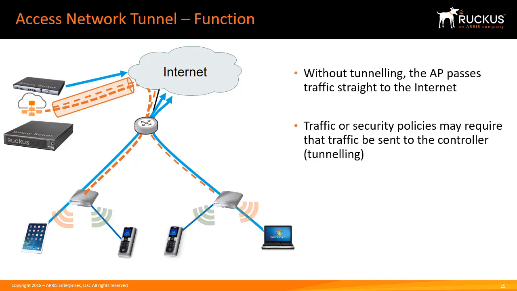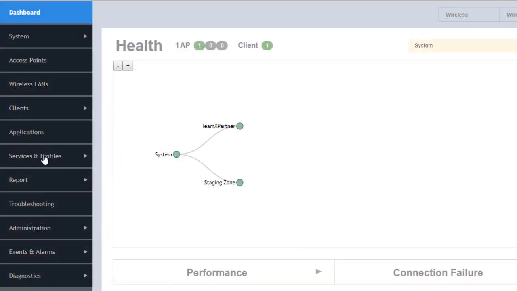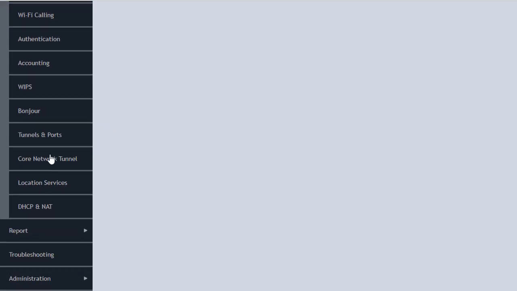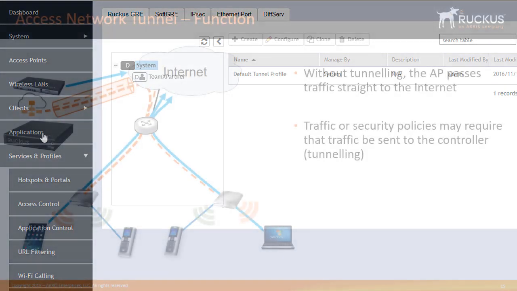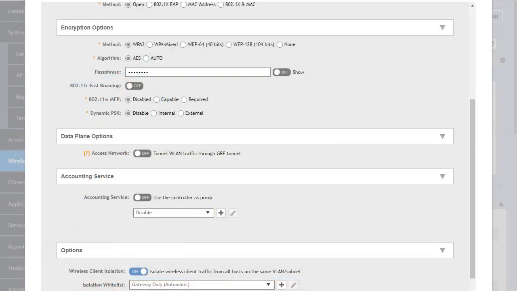In order to enable tunneling at the wireless LAN level, you need to have already configured a tunnel interface, either a physical interface or a virtual data plane. You also need to have a tunnel profile created under Services and Profiles, and then Tunnels and Ports. You can enhance tunnel configurations with additional settings. Check the Administrator's Guide and the Ruckus website for more information about tunneling.